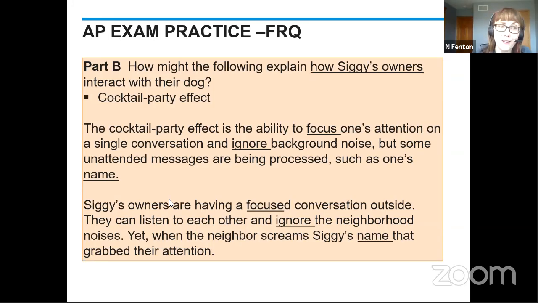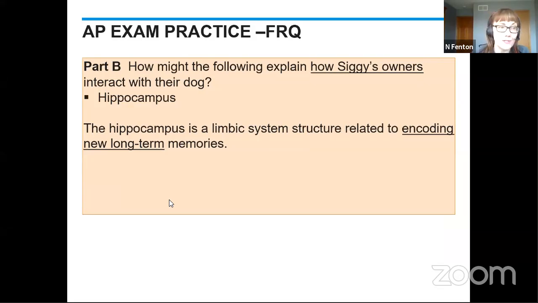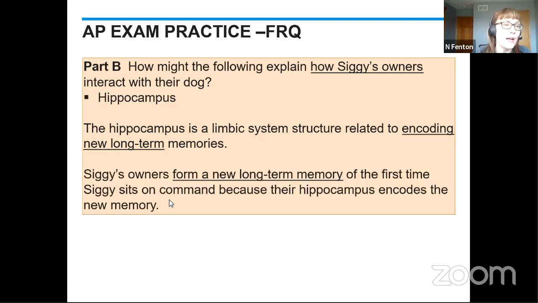So cocktail party effect is like a complex term, right? We're going to follow that up with hippocampus, which is pretty straightforward. The hippocampus is in the limbic system. I don't think you'd have to say limbic system per se to score, but it's a brain structure, so you definitely want it in the brain, related to encoding new long-term memories. So Siggy's owners form a new long-term memory, or a new memory would be fine, of the first time Siggy sits on command because their hippocampus encodes it.